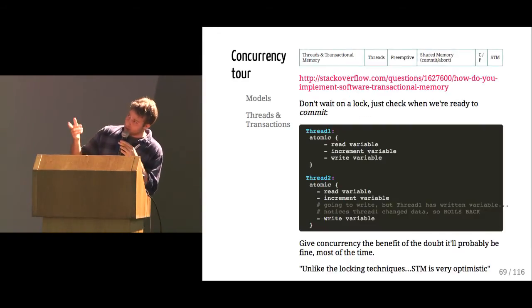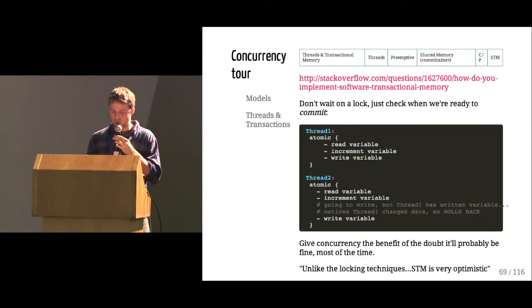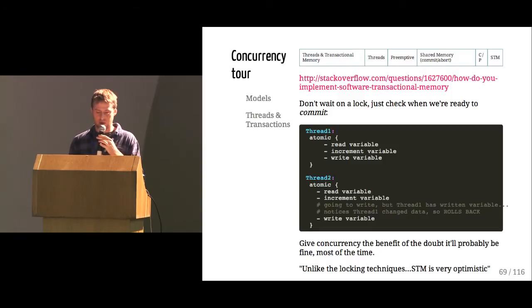And this is an example of iterating a variable, so we would read it, and then we surround the block of code that we need to be atomic in this atomic block, and then either it will get written or it won't get written.